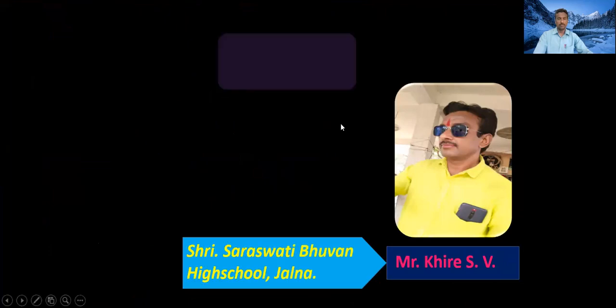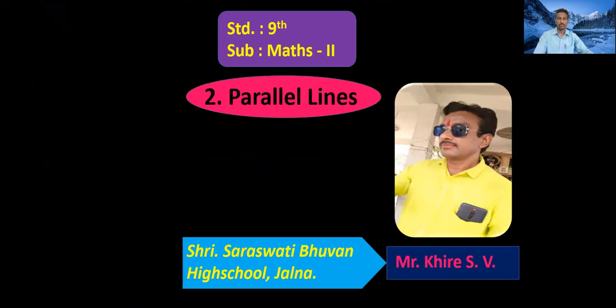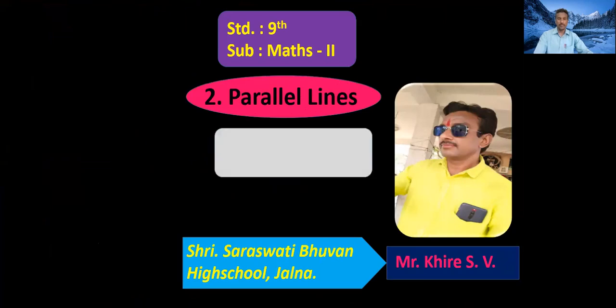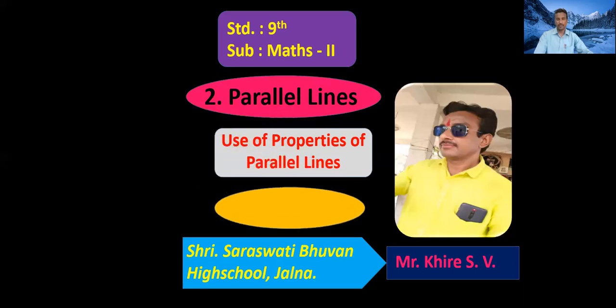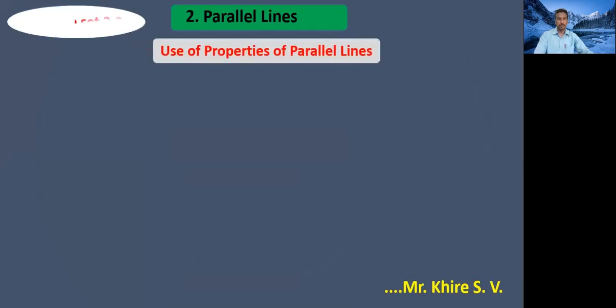Today we are going to start Standard 9 subject Maths 2, chapter number 2, parallel lines. In that, we are going to see use of properties of parallel lines. Yesterday we have seen properties of parallel lines. Today we are going to see how to use properties of parallel lines. We are going to take examples in practice set 2.2. Let's see practice set 2.2.